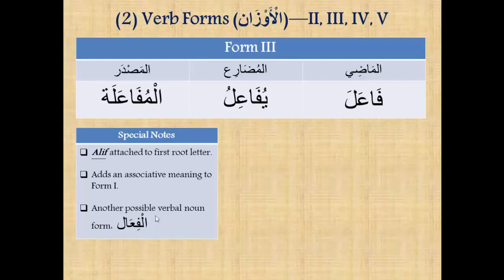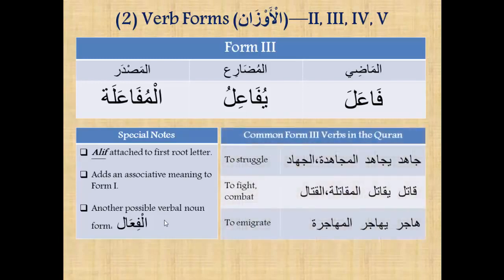Another possible verbal noun form, another مصدر for form 3 is الفعال. So you can have المفاعلة or الفعال. That's another alternative. Here are some examples of form 3 verbs found in the Qur'an. To struggle, جاهد يجاهد المجاهدة or الجهاد. قاتل يقاتل المقاتلة القتال, which means to fight or to combat. هاجر يهاجر المهاجرة, which means to emigrate.